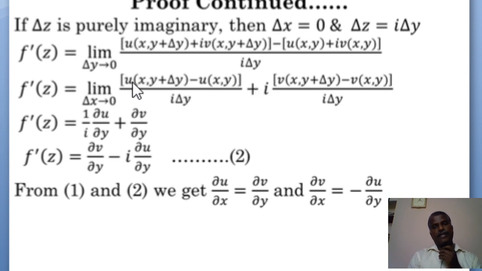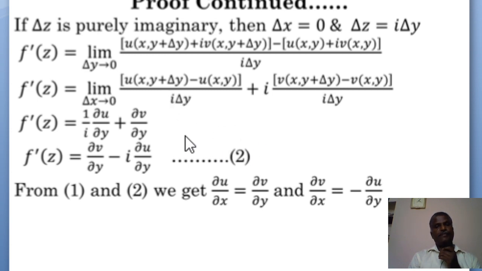So here we have to find the derivative with respect to y keeping x constant. This derivative is dou u by dou y, times 1 by i which is constant, plus, here i cancels, dou v by dou y. This 1 by i becomes minus i by rationalizing. Call it 2. Here f dash z is the same, so the derivative is unique. Since the derivative is unique, 1 and 2 are equal.